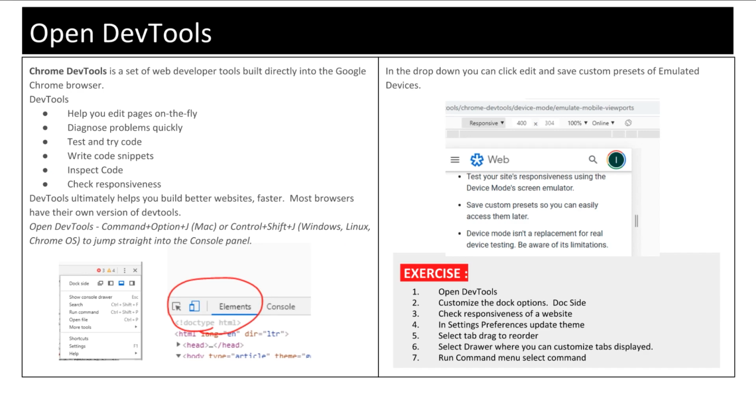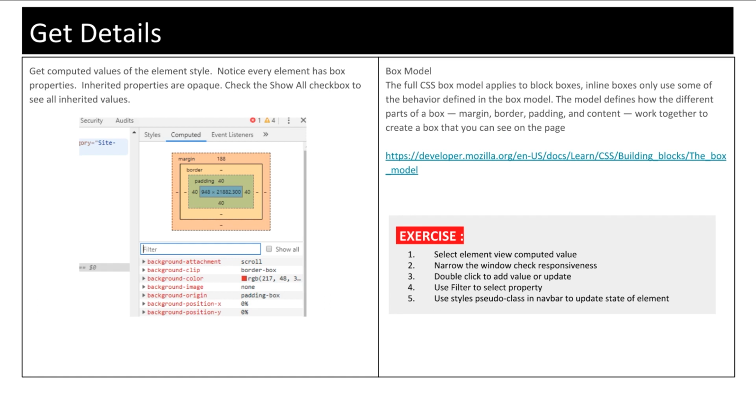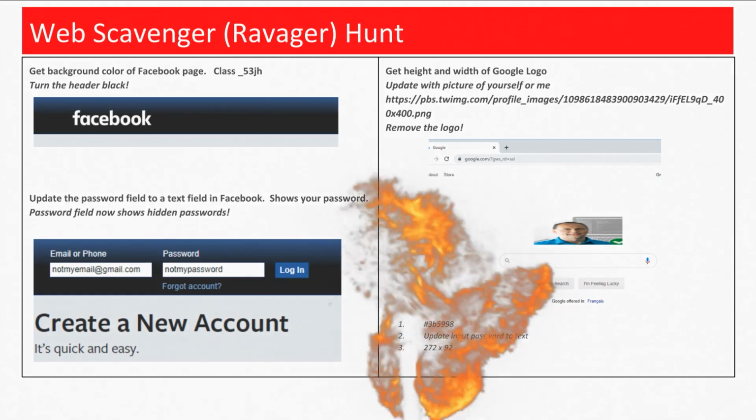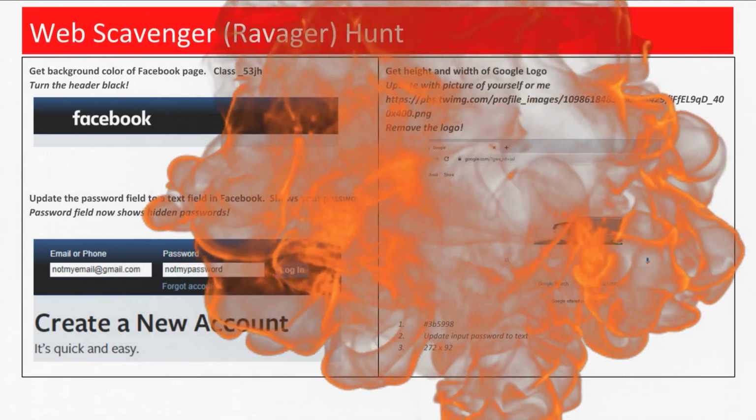So we're going to be talking about different ways to open up DevTools, and then the Elements panel. This is really important with HTML and CSS and how you can manipulate these various elements, get style properties, and look at the box model of the element. And we're going to be brought to our first scavenger hunt. This is where I send you out on the internet to do some cool things. And of course, this is only within the developer tools.